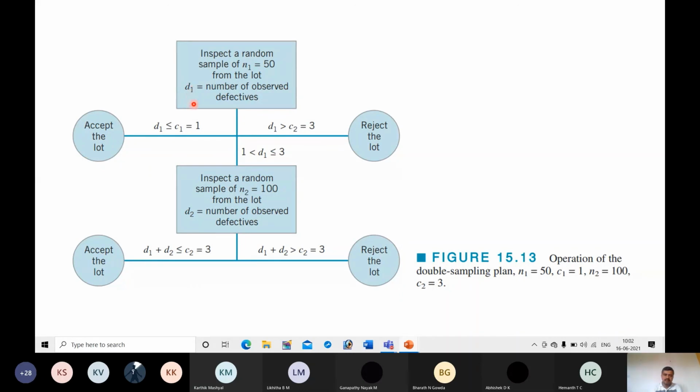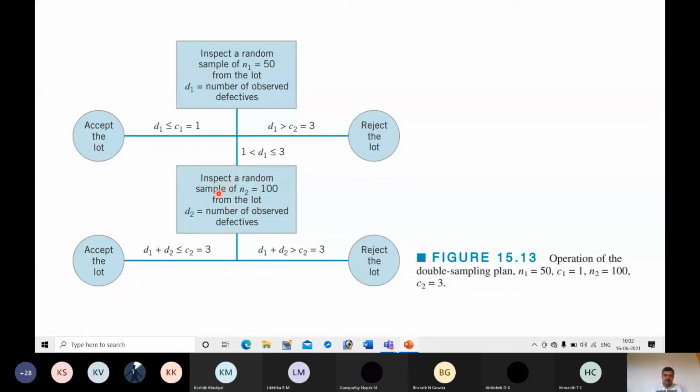If the number of defectives is less than or equal to C1, the acceptance number for the first sample, that is 0 or 1, then you will accept the lot. If the number of defectives out of 50 is 0 or 1, you will accept the lot. If the number of defectives is more than 3, that is C2, you will reject the lot. Suppose the number of defectives is more than 1 and less than or equal to 3, then you will go for taking one more sample.